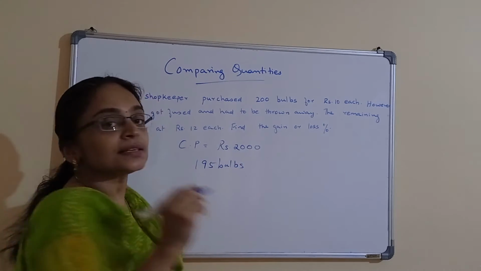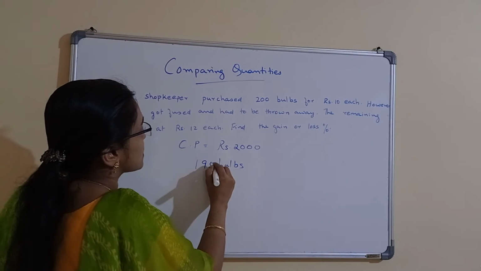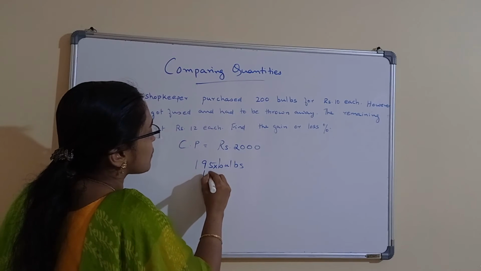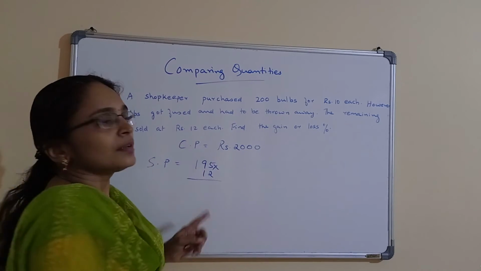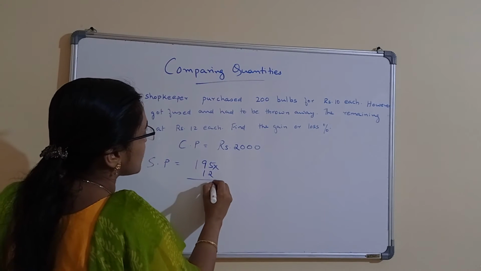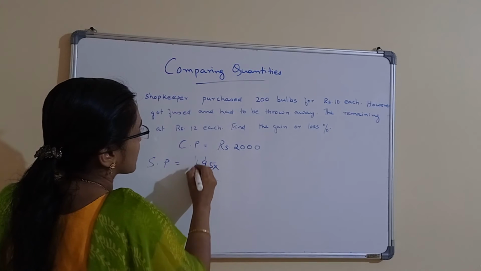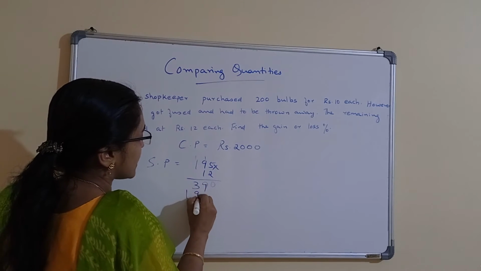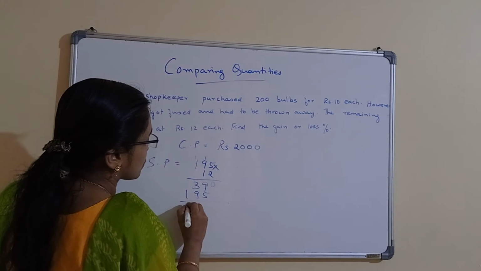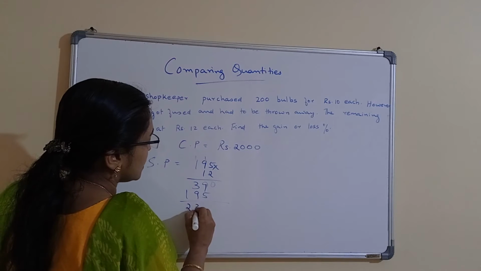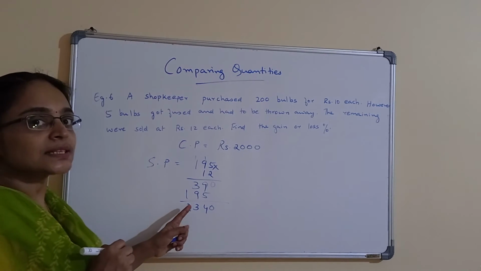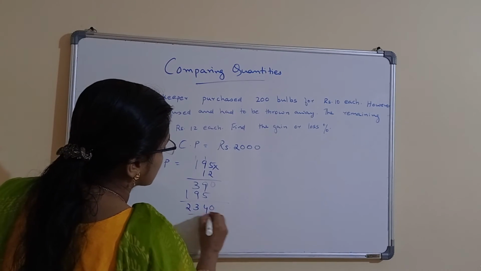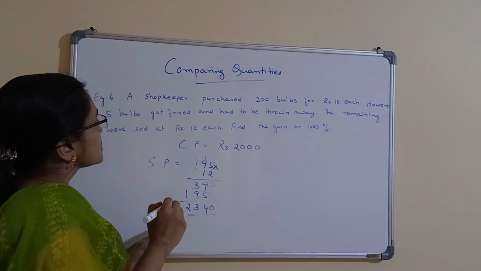Right? And he sold it for 12 rupees. So what is the selling price? 195 into 12. Now 195 into 12 is 390, 195. So 2340, right? So we got the selling price as 2340 rupees.